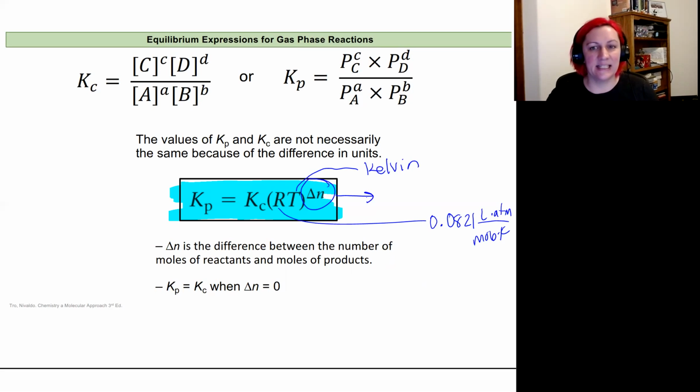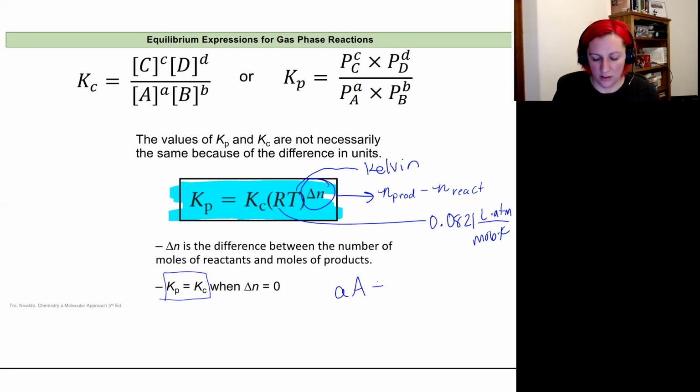This delta n is the difference in the number of moles between the products and the reactants. It's the number of moles of the products minus the number of moles of the reactants, and that really is just the sum of the coefficients. When there's no difference between those number of moles, when delta n is 0, the pressure K is equal to the concentration K. So if I had something like, let's use variables, my delta n here is going to be c plus d, the sum of the coefficients for my products, minus the sum of the coefficients for my reactants.